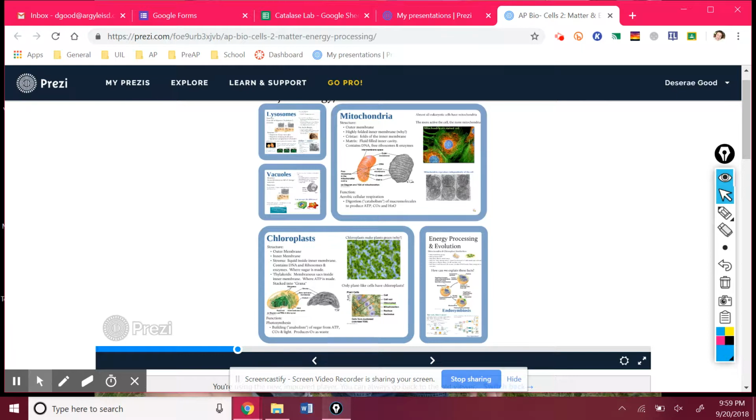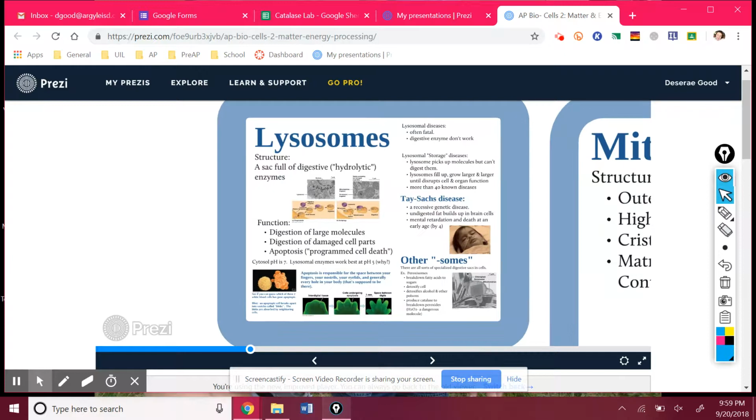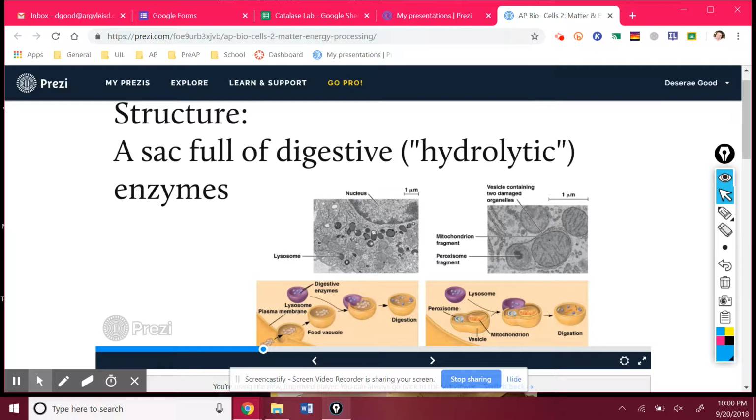So, what are the things that are involved in processing energy and matter? The first one let's look at is lysosomes. Remember, they're the ones that are a double membrane that come from the Golgi. Therefore, they are part of the endomembrane system. The lysosomes, inside of their double membrane, they have hydrolytic enzymes. Therefore, these enzymes, their job is to break things down through hydrolysis.